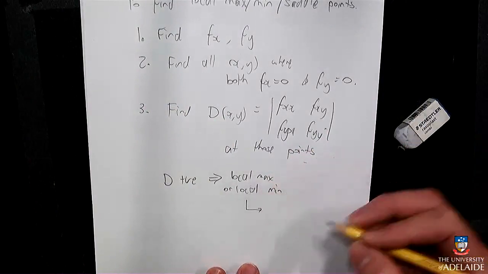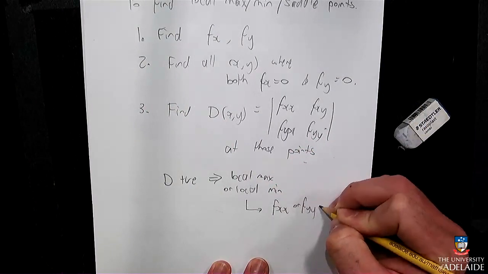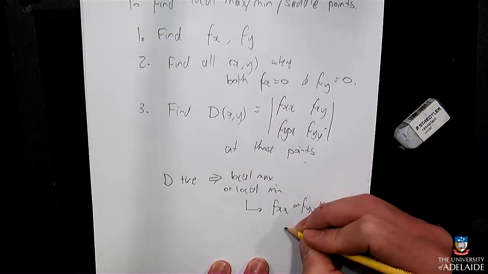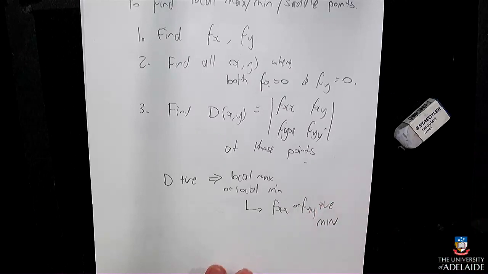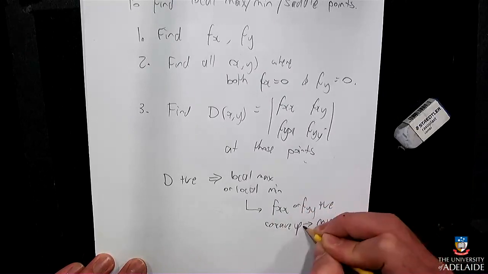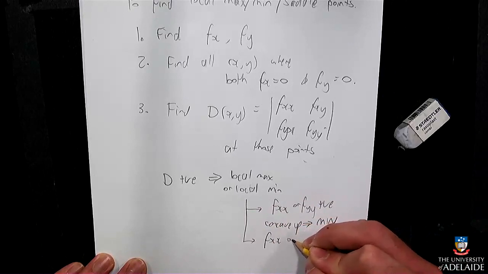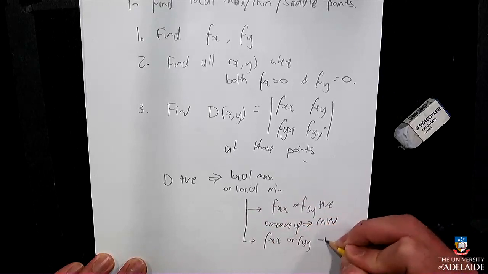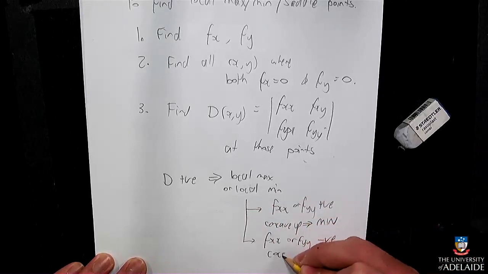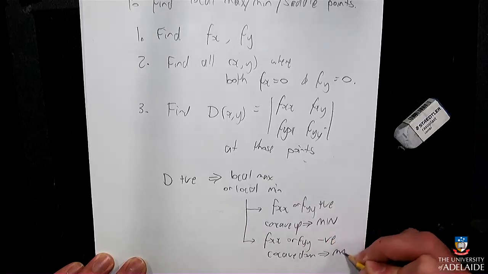And you've got two options. Then it means it's a minimum. So that positive is because it's concave up, which means minimum, or that means it's concave down, and so it's a maximum.